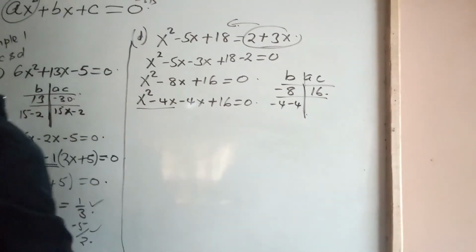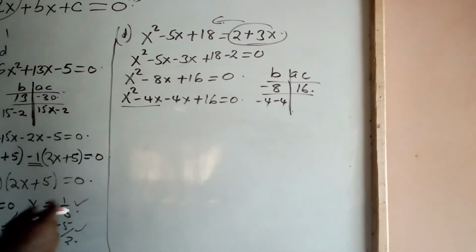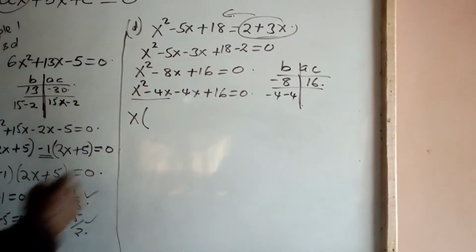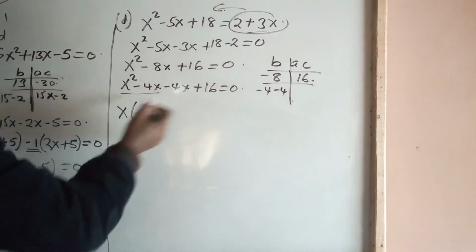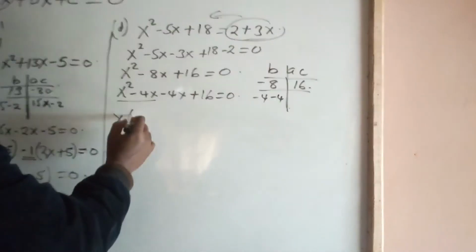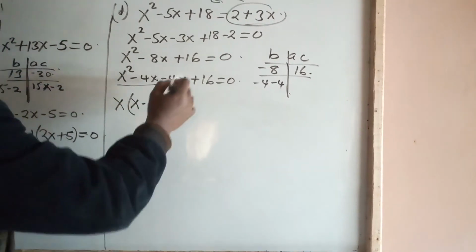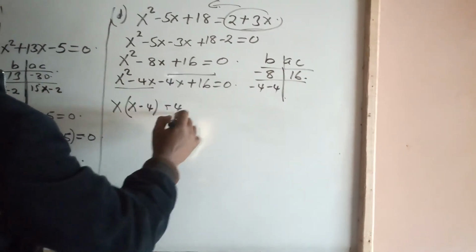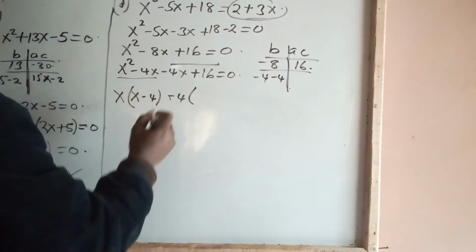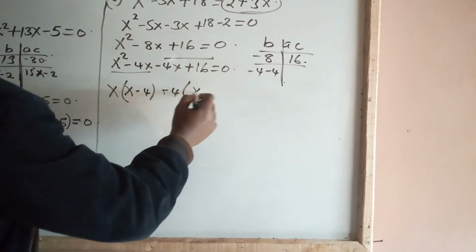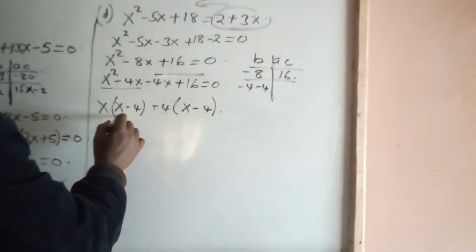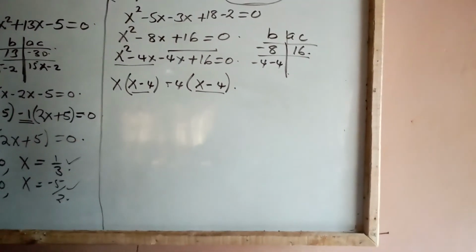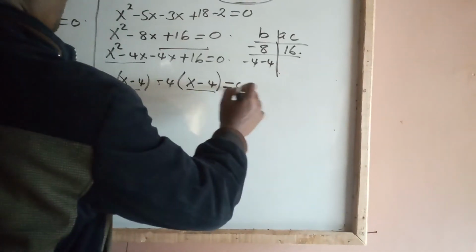Within the first two terms, what is common? X is common. So x gets outside the bracket, acting like a watchman. Of course, outside the bracket, inside the house, we have x minus 4. And then the other watchman in the other association is minus 4, open bracket. Inside the house, we have x minus 4. Remember, this bracket has to be repeated. They have to be identical. Of course, this is equal to 0.